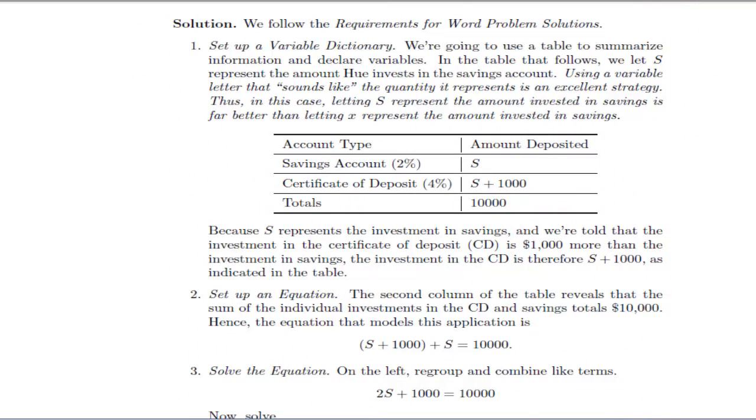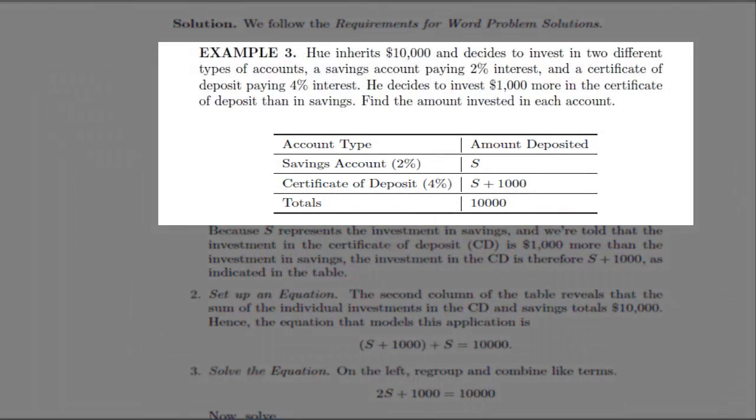1. Set up a variable dictionary. We're going to use a table to summarize information and declare variables. In the table that follows, we let S represent the amount Hugh invests in the savings account. Using a variable letter that sounds like the quantity it represents is an excellent strategy. Thus, in this case, letting S represent the amount invested in savings is far better than letting X represent the amount invested in savings. So, because S represents the investment in savings, and we are told that the investment in the certificate of deposit, the CD, is $1,000 more than the investment in savings, the investment in the CD is therefore S plus 1,000, as indicated in the table.